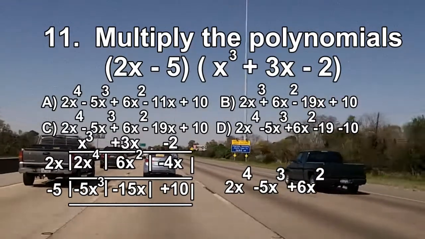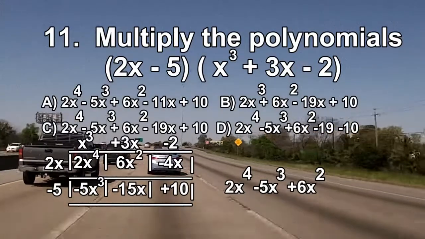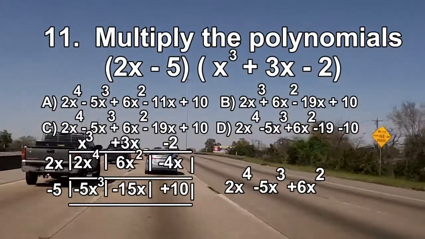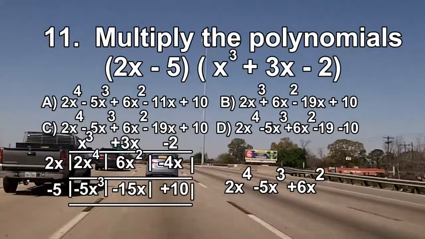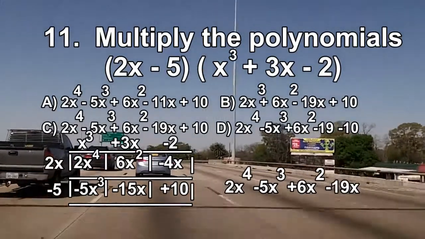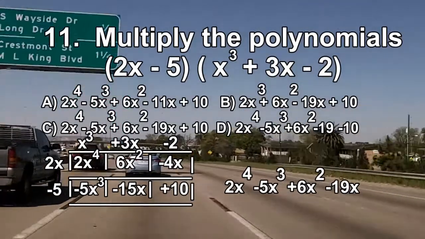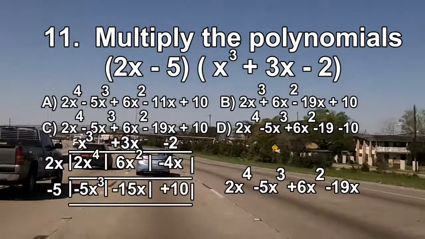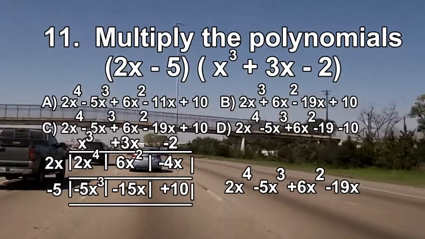Now we're going to look at the x terms. Notice there's negative 15x and negative 4x. We need to combine these. We're going to add since the signs are the same and get negative 19x. And the last term in our box would be positive 10. There's no other constant term, so the positive 10 would go at the end of our polynomial answer.